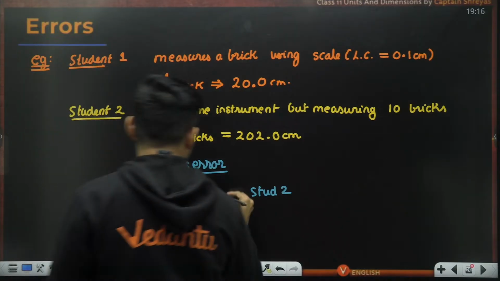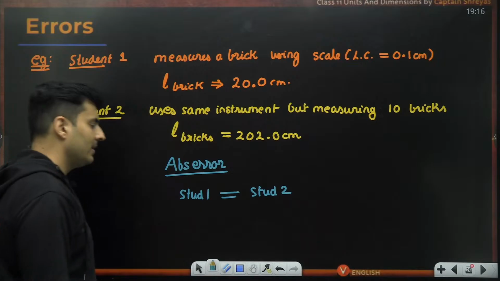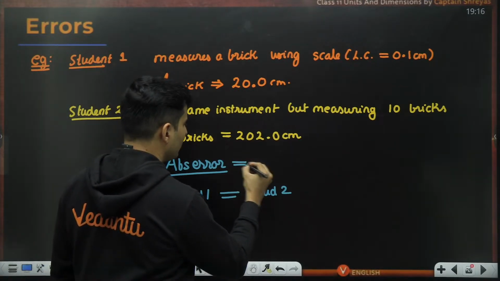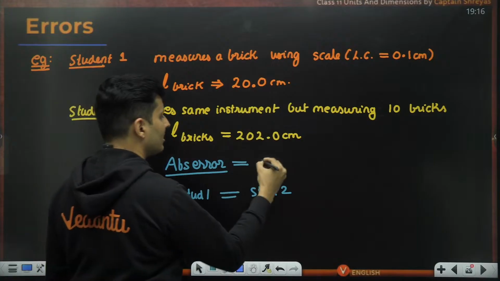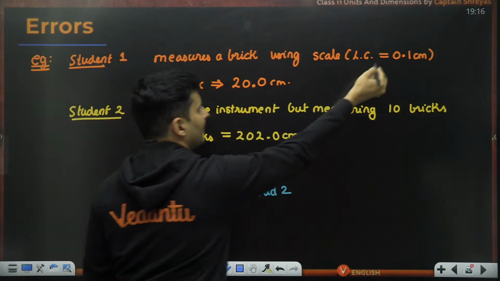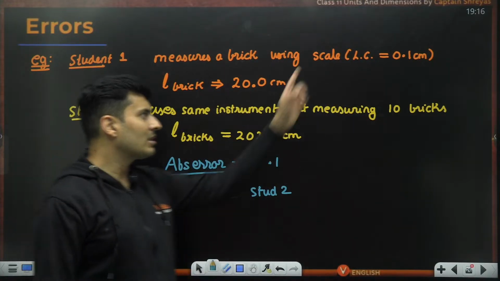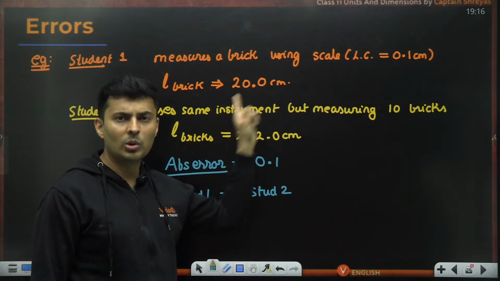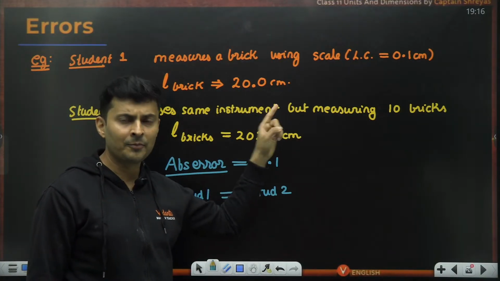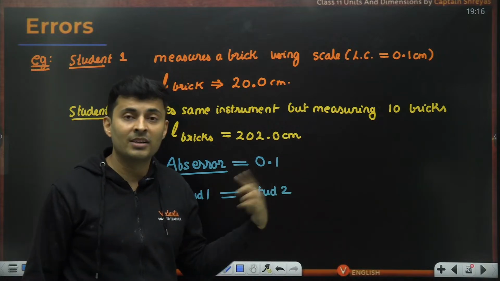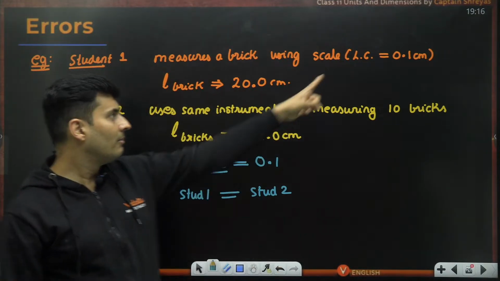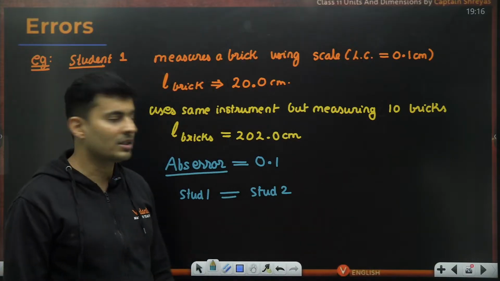I'll tell you, student 1 and student 2 both have the same absolute error. If you ask me what the absolute error is, it is basically the first decimal place, 0.1, which is exactly the least count. So the smallest measurement was 0.1. So you can measure 20.1, 20.2, 20.3, 20.4 like that, but you can't measure 20.45, 20.47. Second decimal measurement is not allowed because of the limitation, the least count.